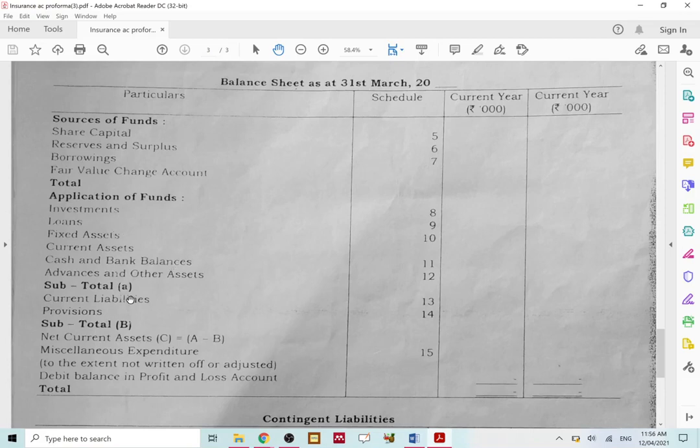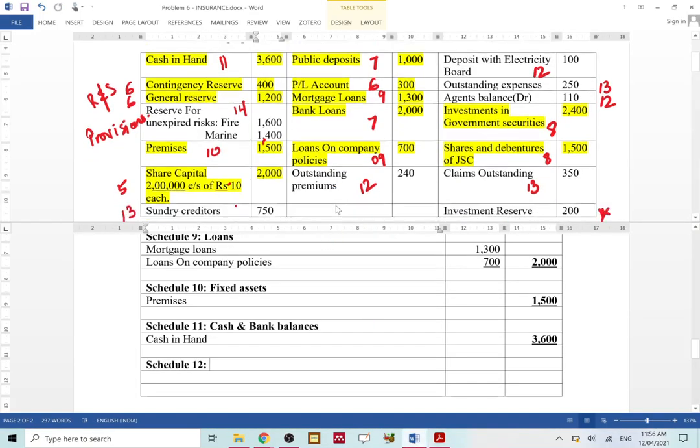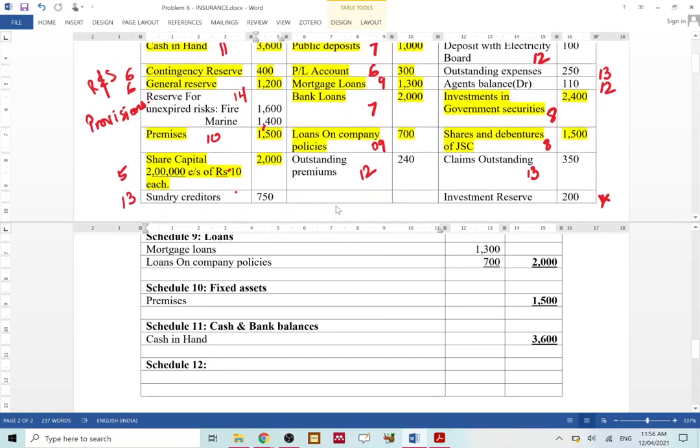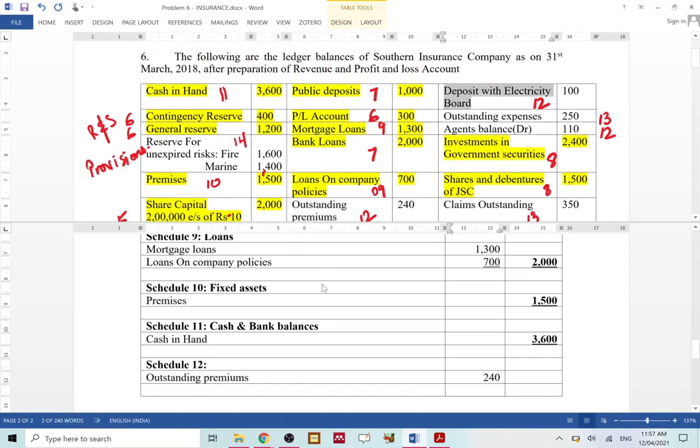Advances and other assets. Any money given in advance or any balances that are left or deposits that have been made, all other assets are going to come in this schedule 12. Okay. So schedule 12, we've already marked some things. Once again, we have outstanding premiums. Let's take this 240, right, or everything in the inner column first. Then deposit with electricity board, amount is 100, and finally agents balances.